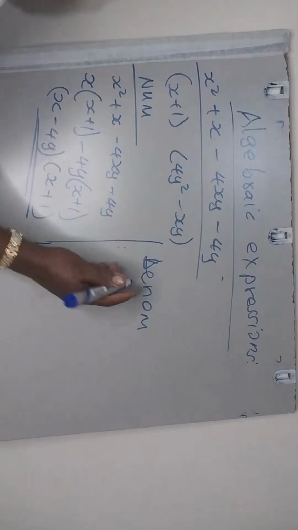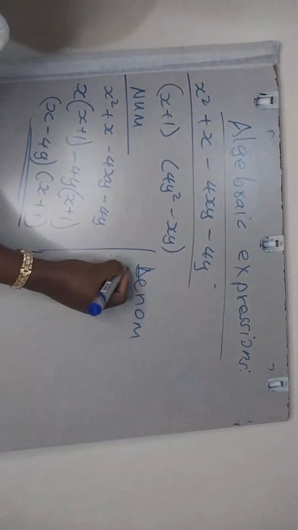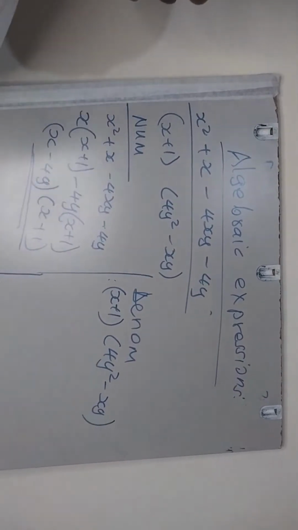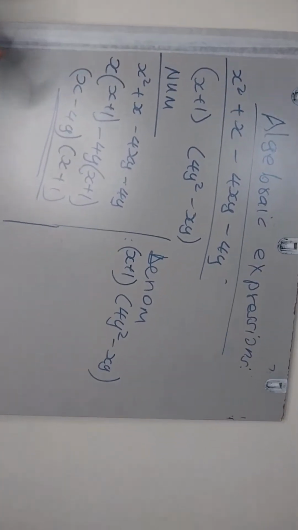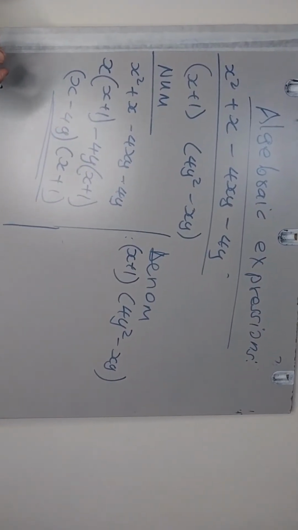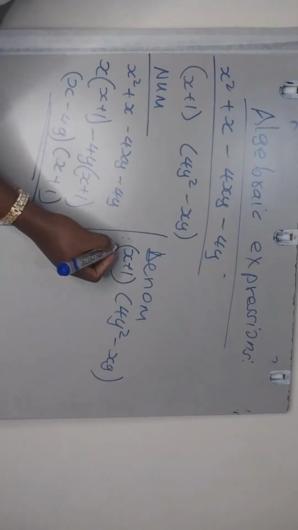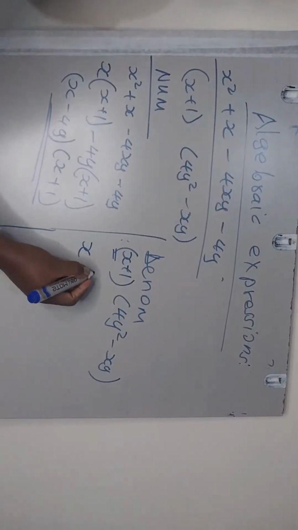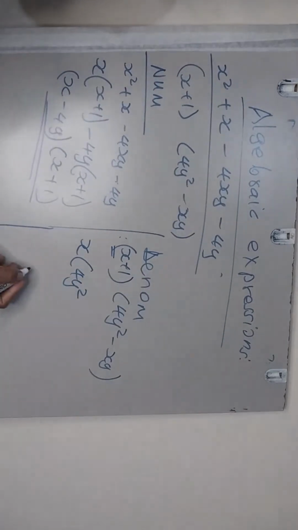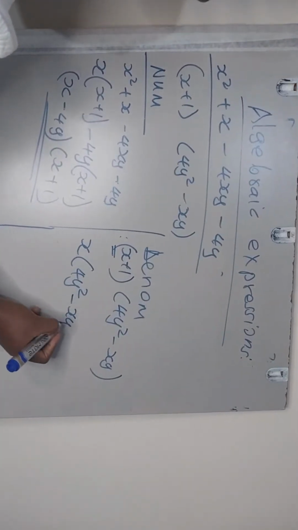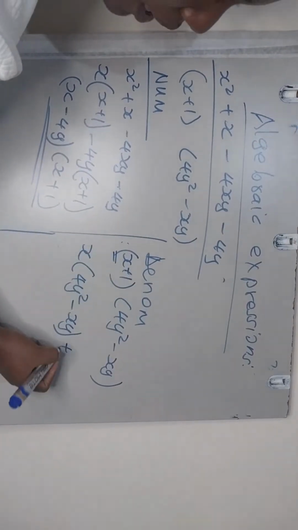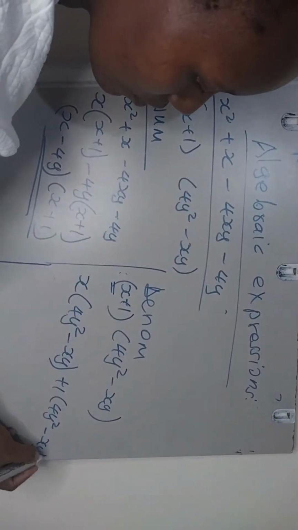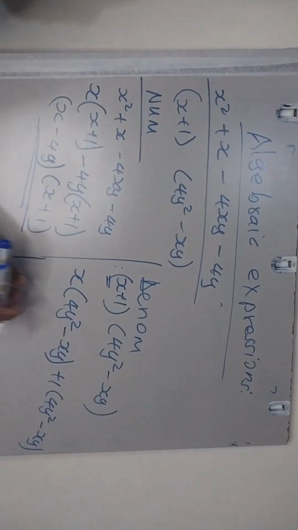Let us go ahead to our denominator, (x plus 1) into (4y squared minus xy). Learner, if you have a problem with multiplying expressions, I'm here to help you. Pick part 1, multiply with everything in the next bracket. It will be x into (4y squared minus xy) plus 1 into (4y squared minus xy). Good.